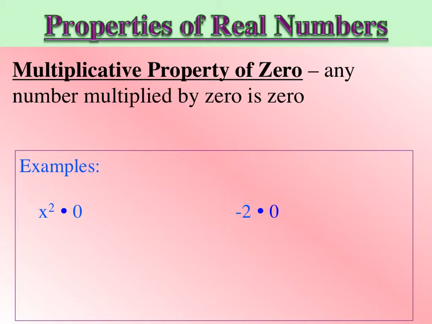Here's your super easy property because the property name actually states what you do. So the multiplicative property of 0 is when you multiply a number by 0, your answer is 0. So your two examples, anything times 0, x squared times 0 is 0, -2 times 0 is 0. So that one's kind of basic.